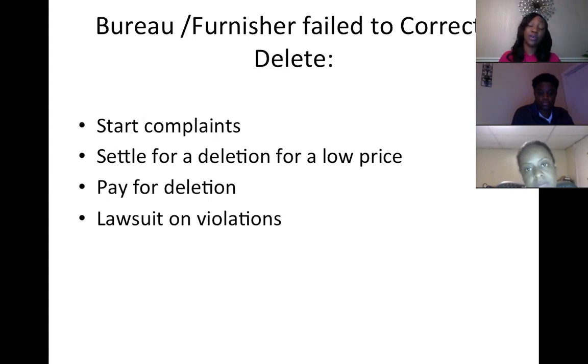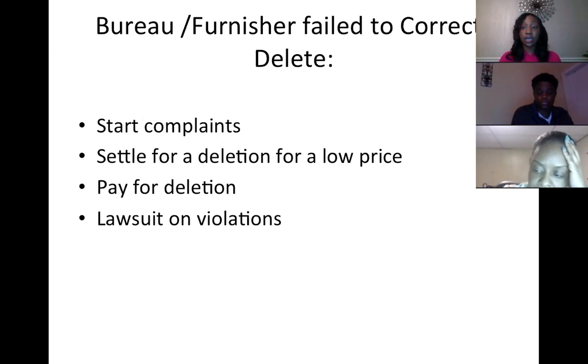And then you can go to a consumer rights attorney and file a lawsuit on violations. There's attorneys waiting to sue the credit bureaus and these collection agencies, and they are really good. So again, these are not regular attorneys, they're consumer rights attorneys, and you can go to them. But again, have your files in order. That's why you want to keep everything organized.